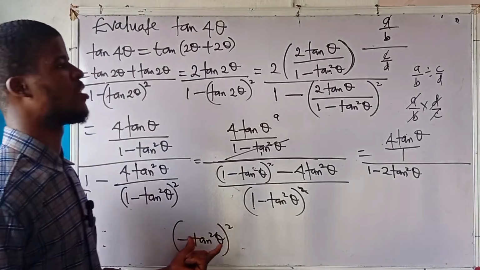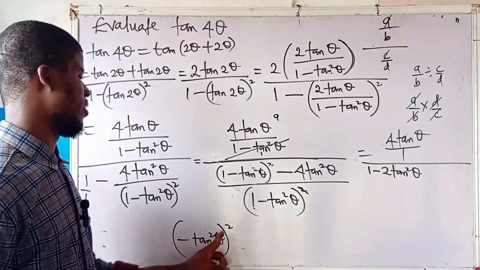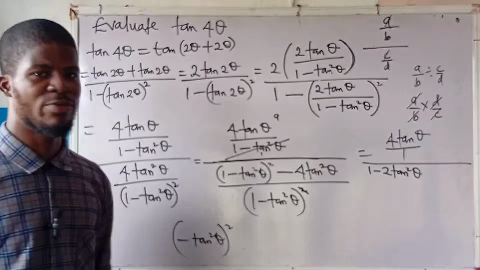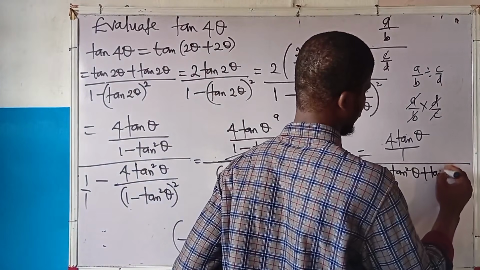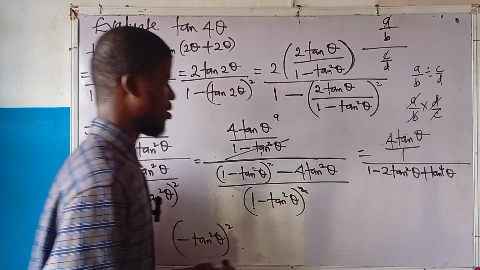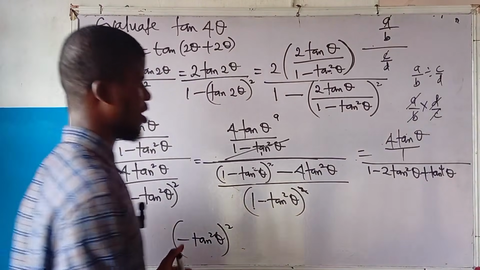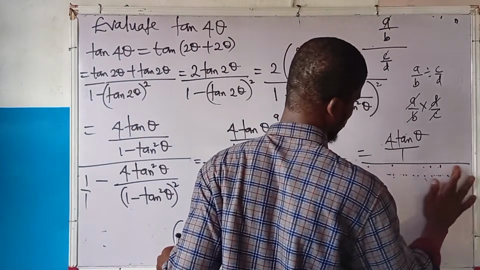The square will neutralize the minus to give a plus. Then if I do 2 times 2, it's going to be 4. So this will be plus tan 4 theta. All right. Am I making sense? Okay, let me write this again because of space.